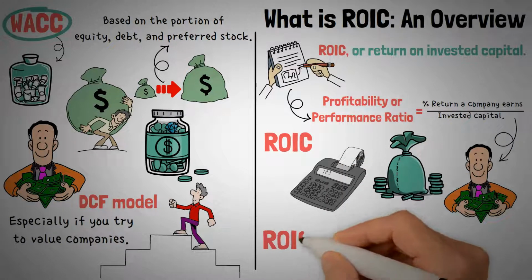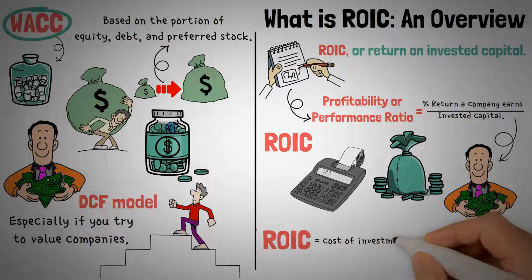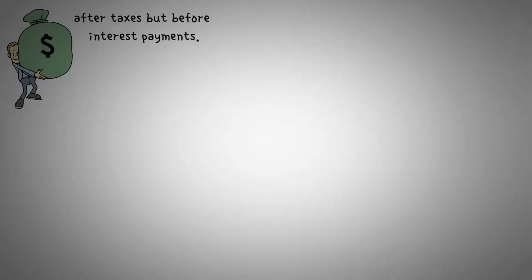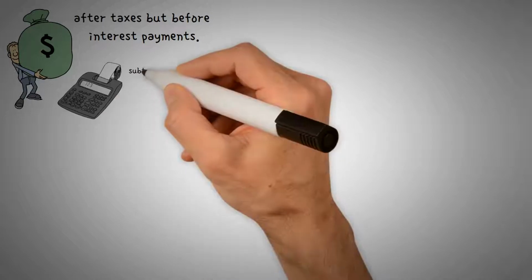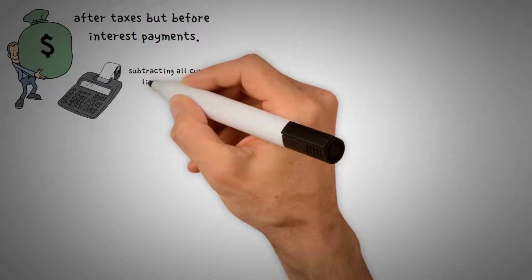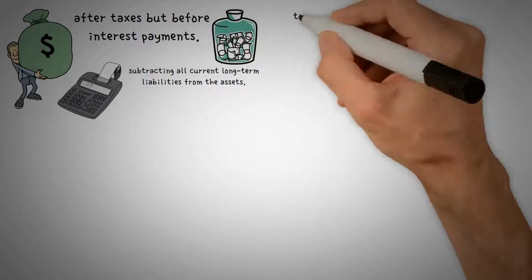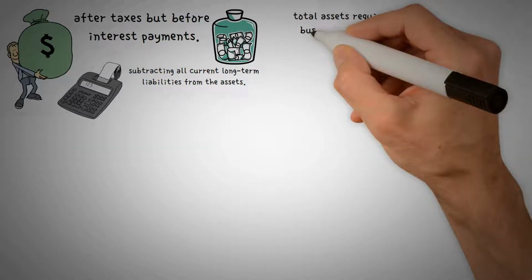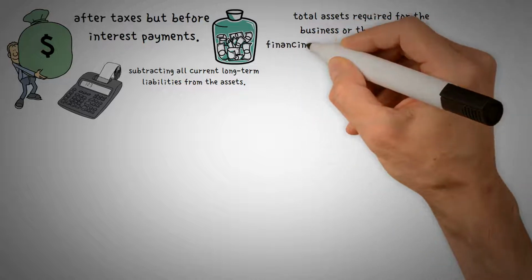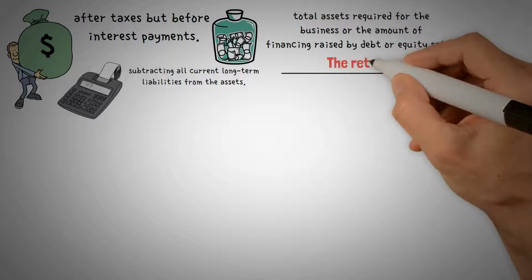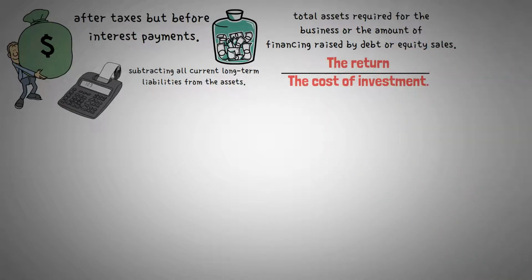We calculate ROIC by taking the cost of investment and the returns generated from that investment. The returns are all the earnings after taxes, but before interest payments. We calculate the investment by subtracting all current long-term liabilities from the assets. The investment cost is either the total assets required for the business or the amount of financing raised by debt or equity sales. Next, we divide the return by the cost of investment.